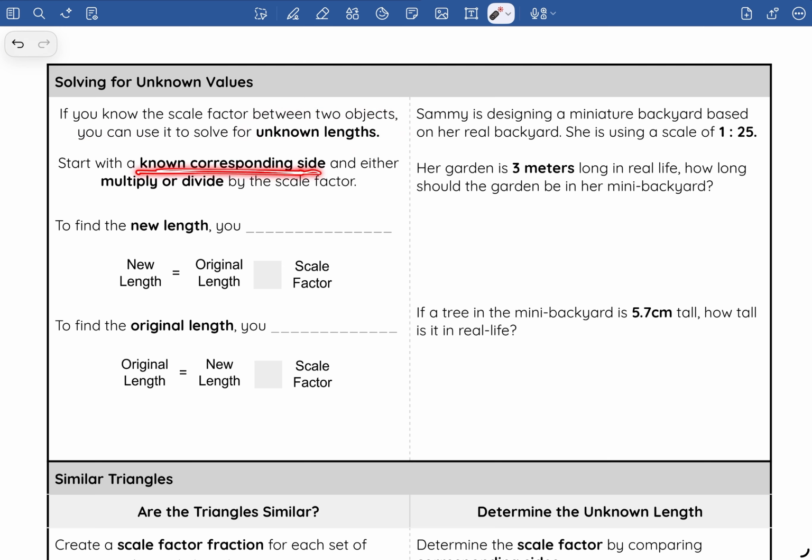And so you want to start with the corresponding side that you actually know, whether it's on the scaled down version or the original version, and then you want to choose to either multiply or divide. Typically, I like to think of this just with the numbers in front of me, which one would make most sense for what I'm aiming for. But what it really is is a pattern where if you're finding the new length, every single time, what you're doing is multiplying by the scale factor. So to find the new one, you multiply. So you'll take your original length and you'll times it by your scale factor. Whereas to find the original length, we have to go backwards, and so we need to divide.